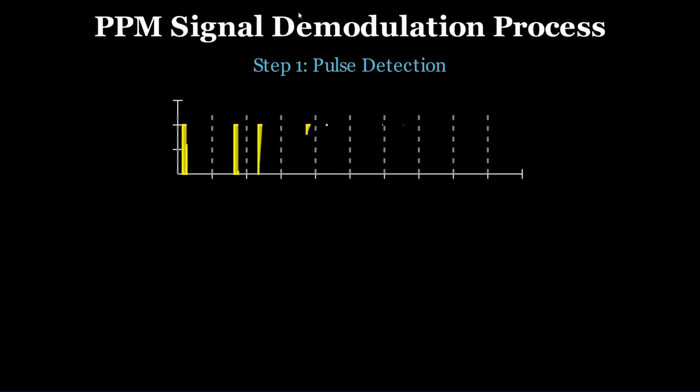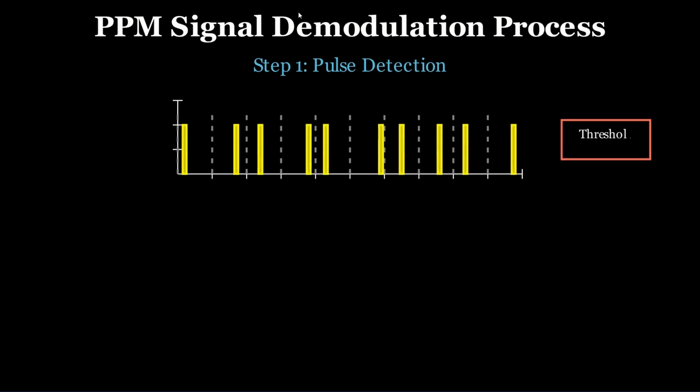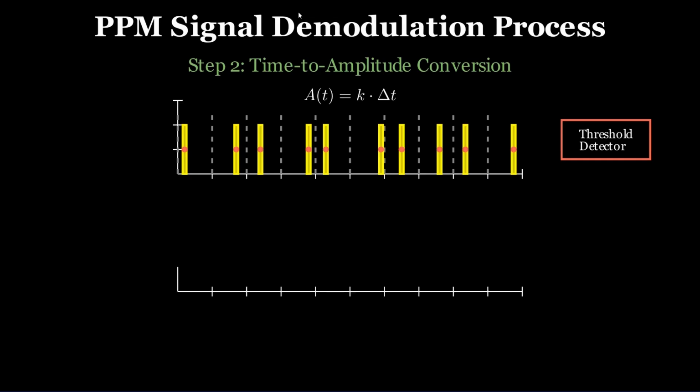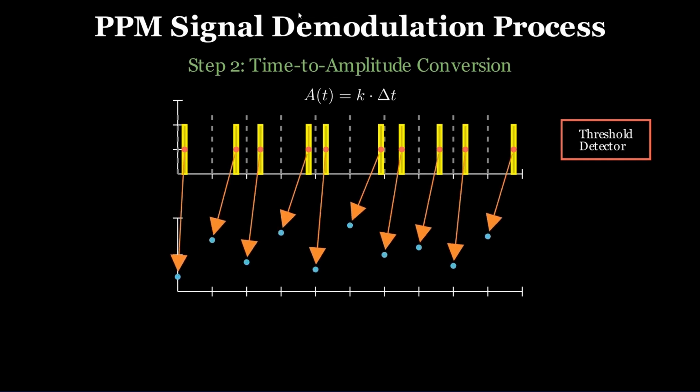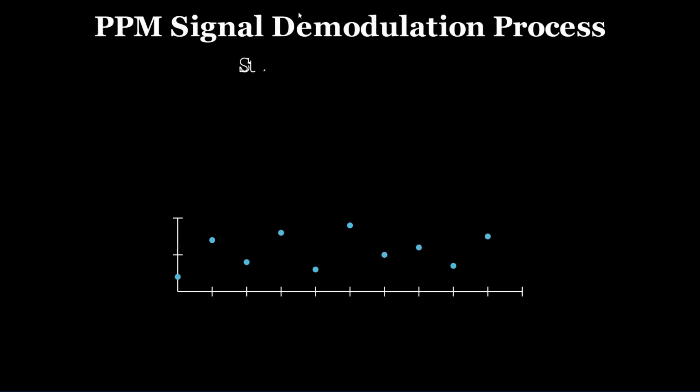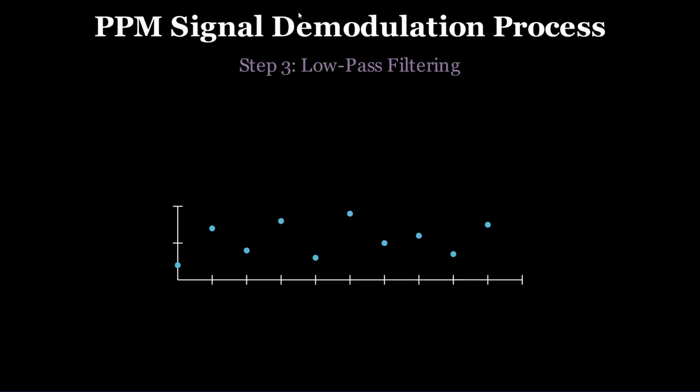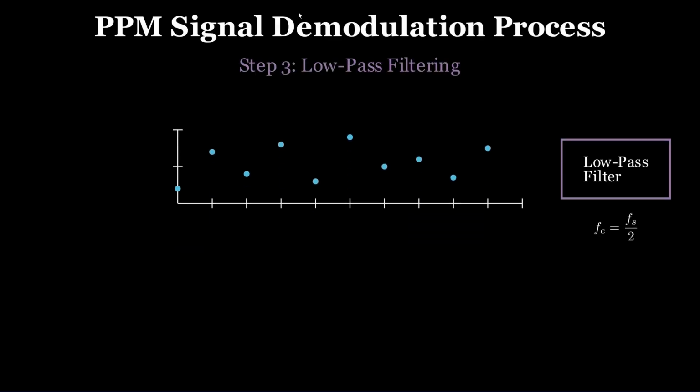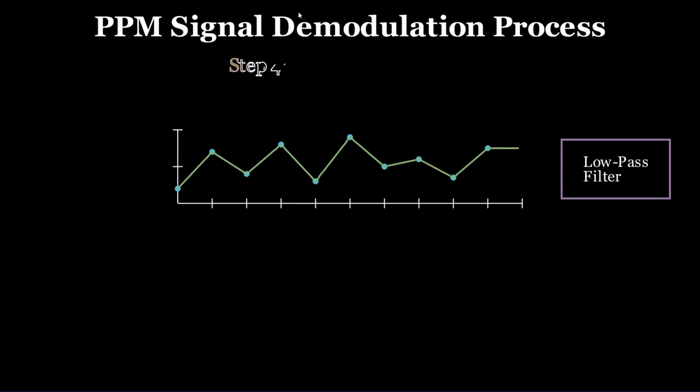Let's take a look step by step. In pulse position modulation, the information of the amplitude is coded in the pulse position. The threshold detector identifies when each pulse appears and timestamps its location. Next, time is converted to amplitude through a specific equation. Each time the pulse appears is mapped to a certain amplitude. Then the low-pass filter smooths out all unwanted frequencies and it gives us our reconstructed signal.